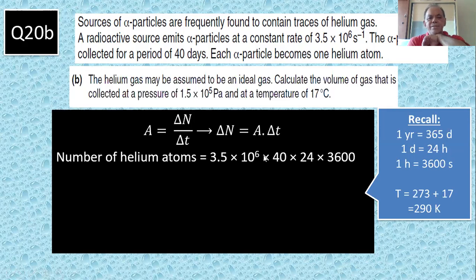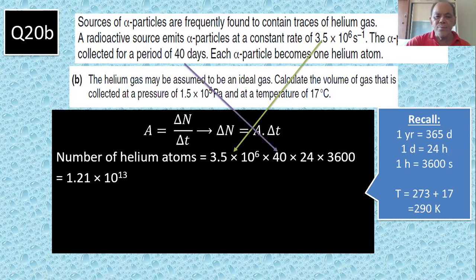Okay, you are told you collect it for 40 days. That's 40 days times 24 hours, because 1 day is 24 hours, and 1 hour is 3,600 seconds. So this is in seconds, and the activity is per second. So you can calculate your number of atoms.